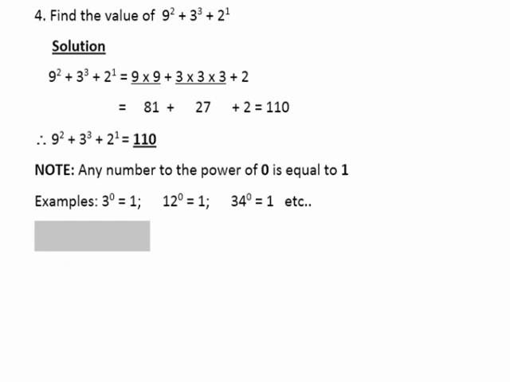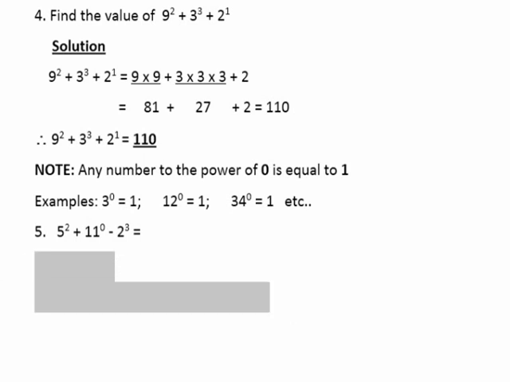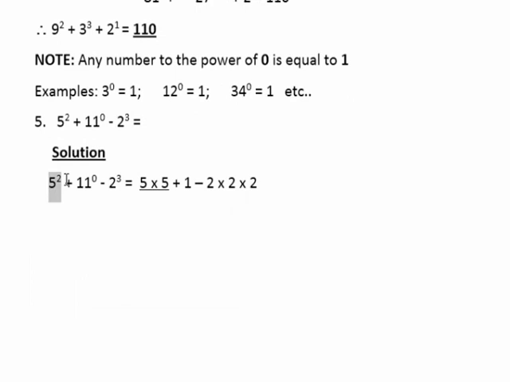So let's see example number 4, which will consist of this one. Now 5 squared here plus 11 power 0 minus 2 power 3. What do we get? Expanding 5 squared, we get 5 times 5, plus is here. Now remember, 11 power 0 is 1. We said any number to the power of 0 is equal to 1. So that's why 11 power 0 we put 1 here. Minus, we put minus here. 2 power 3 is 2 times 2 times 2.